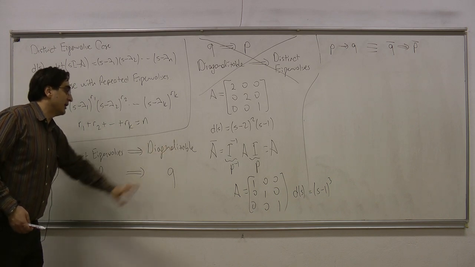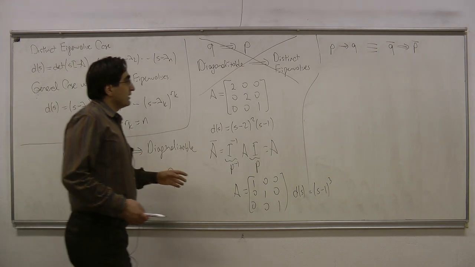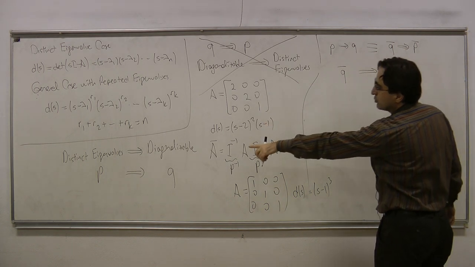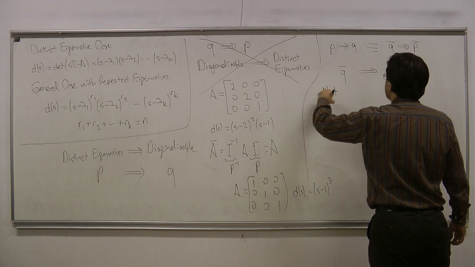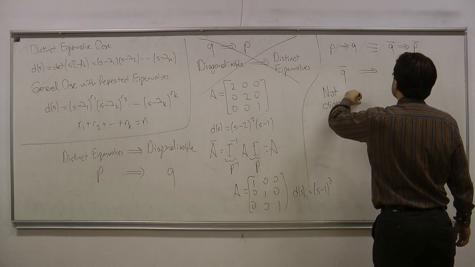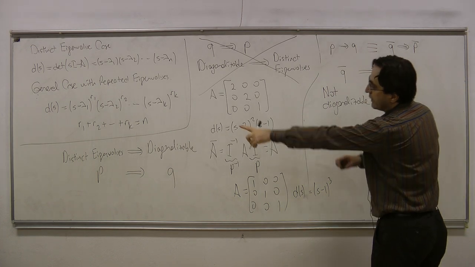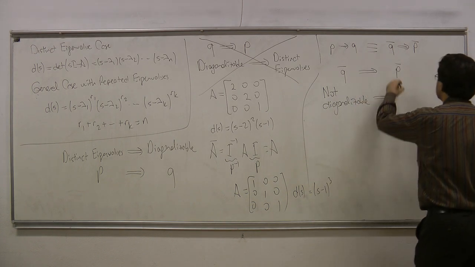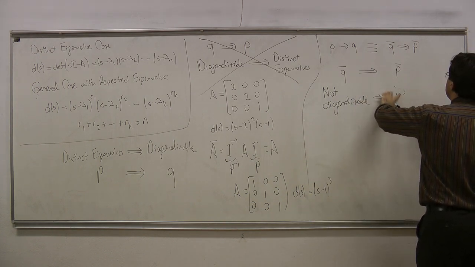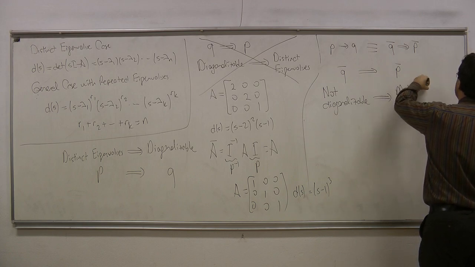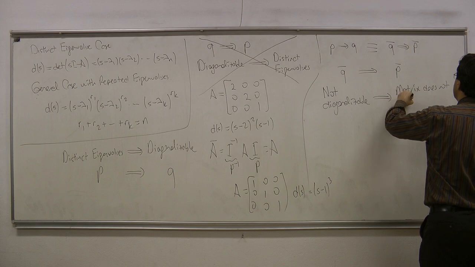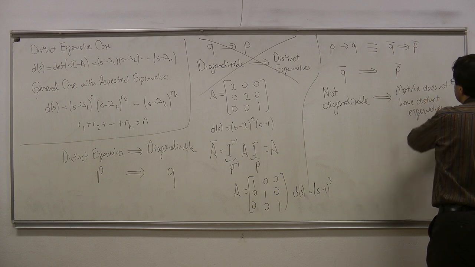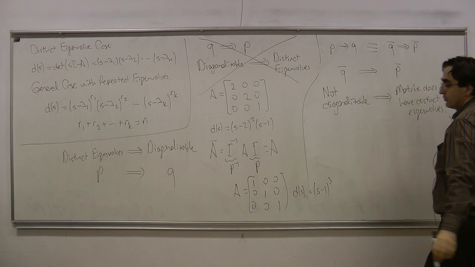Distinct eigenvalues implies diagonalizable. And what is that going to be? So I have Q complement implies P complement. What is Q complement? If a matrix is not diagonalizable, then what is P complement? The matrix will not have distinct eigenvalues. Okay? So this is really a perfectly correct implication.